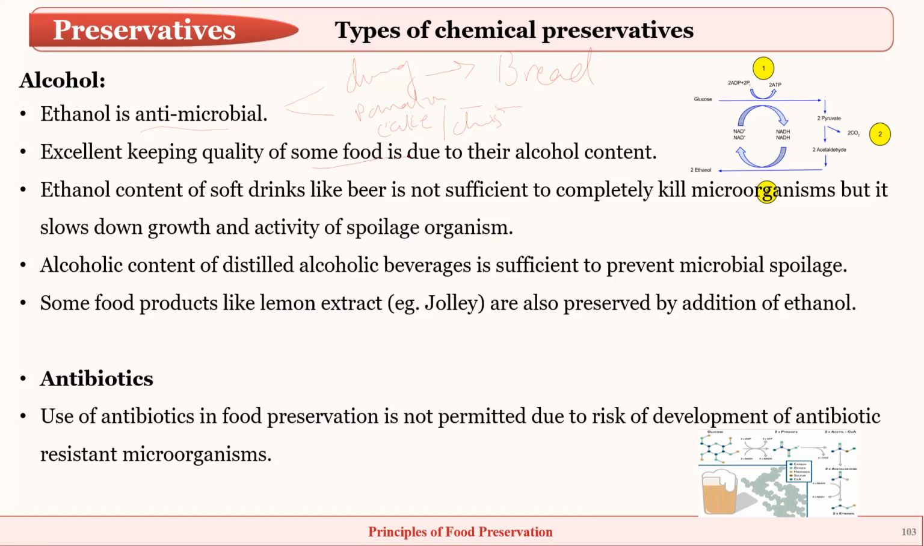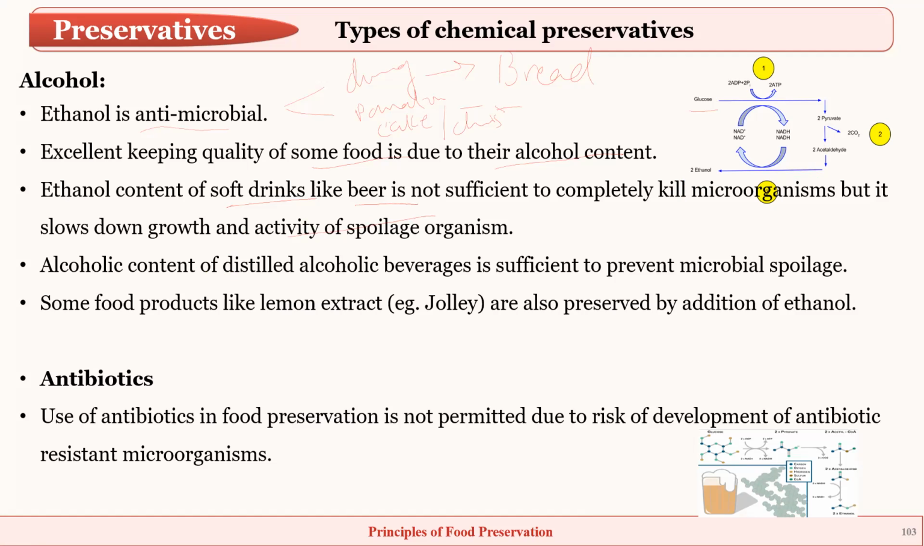Excellent keeping quality of some foods is due to their alcohol content. The ethanol content of drinks like beer is not sufficient to completely kill microorganisms, but definitely it slows down the growth and activity of spoilage microorganisms. And how is ethanol produced? Glucose is converted to 2 pyruvate, and 2 pyruvate is then converted into acetaldehyde, and acetaldehyde gets converted into ethanol.